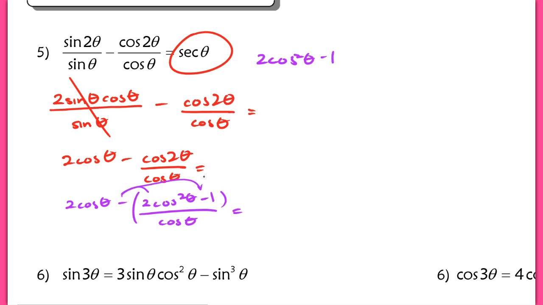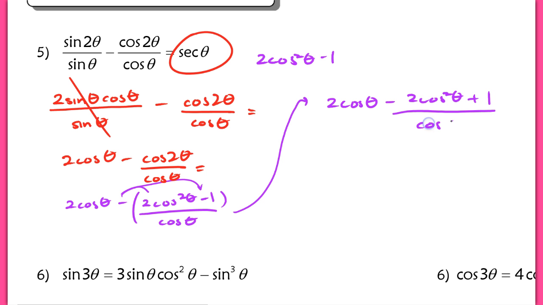So I have, let's write this, kind of running out of room here, let's write it up here. So I have 2 cosine theta minus 2 cosine squared theta plus 1 over cosine theta. So it should be plus a negative 2 cosine squared theta. So I just distributed that negative, in case you're wondering what happened and why that changed to a plus 1.